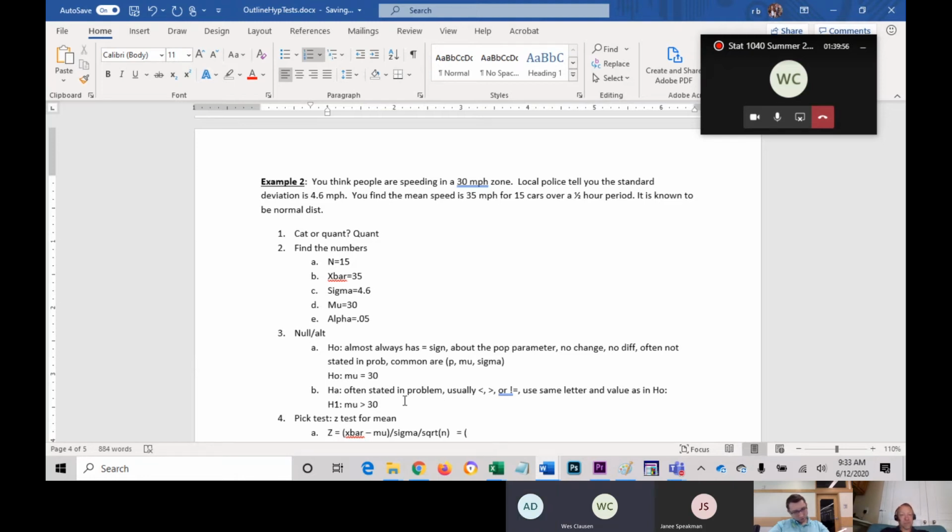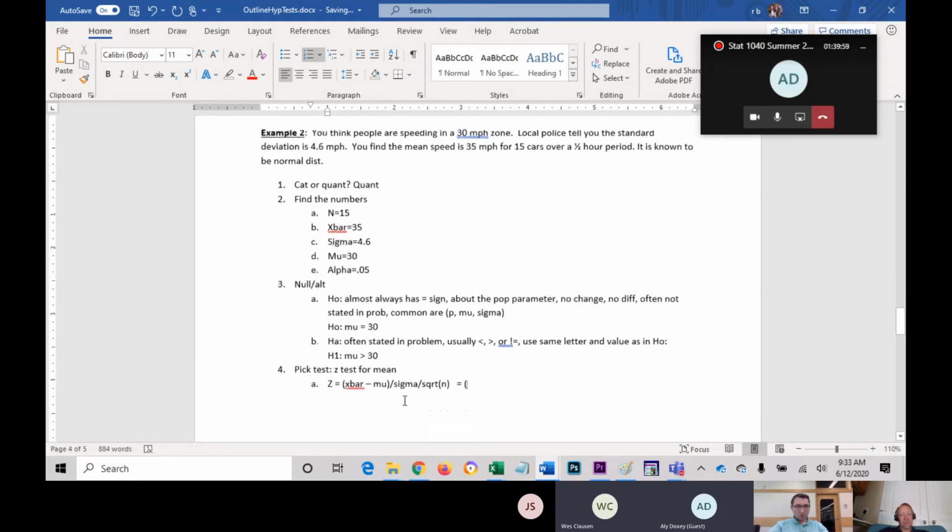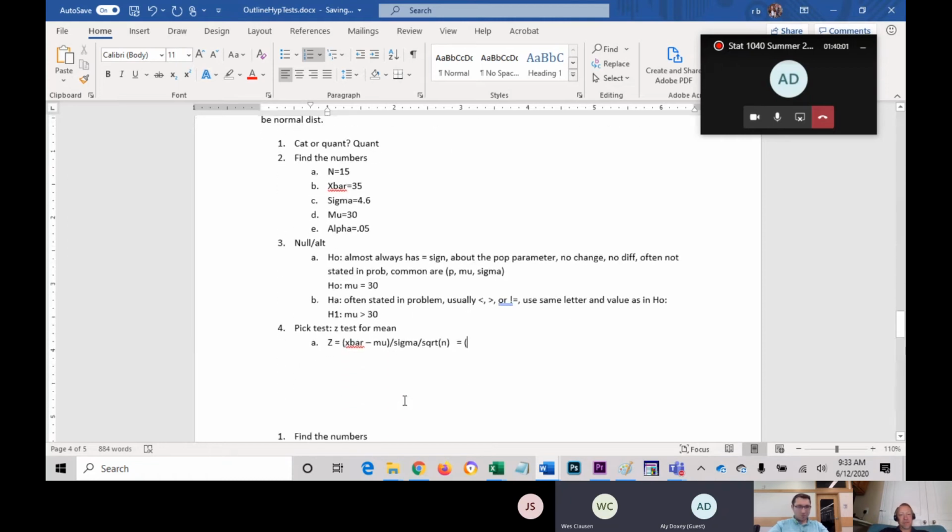Can you scroll your page up a little bit? I can't see what you're typing because the bar thing's there. Oh, sorry. Thank you. I'm trying not to give away the answers. So 35 minus 30 divided by 4.6, 0.6 divided by the square root of 15. Well done.